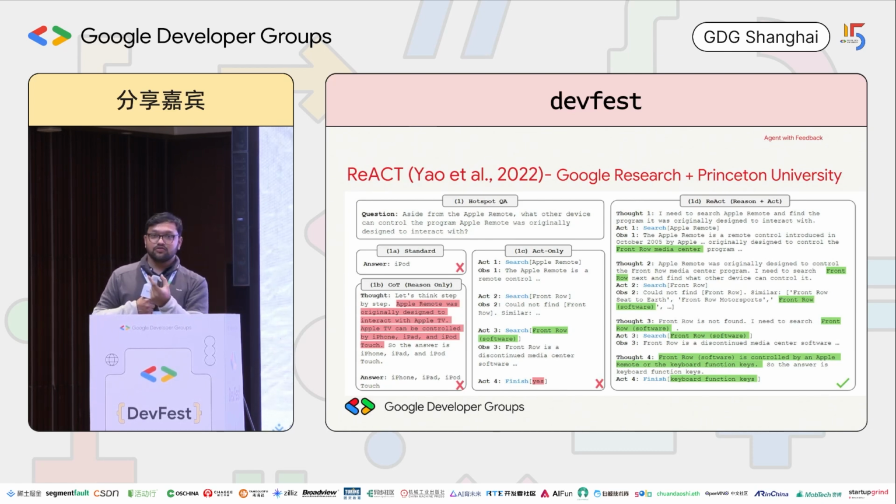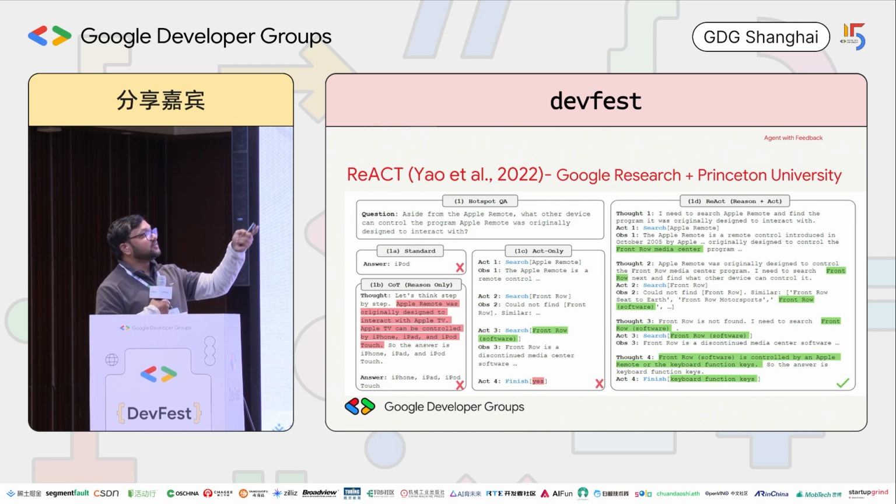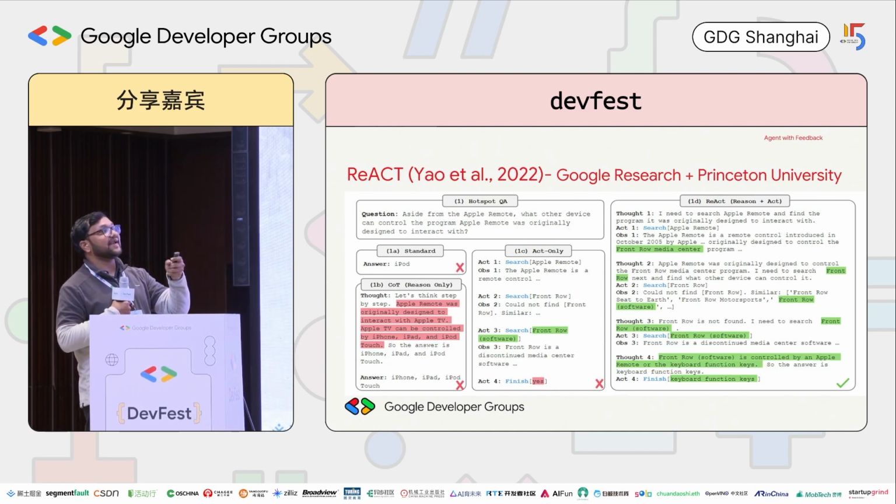And if you also look at action-only, which is only using tools, not combining both reasoning and action, it performs the first action of searching for Apple Remote, then searching Front Row, and searching Front Row software, and then finally it answers yes, which is not appropriate as well. So now we'll come up with the combination of reasoning and acting.